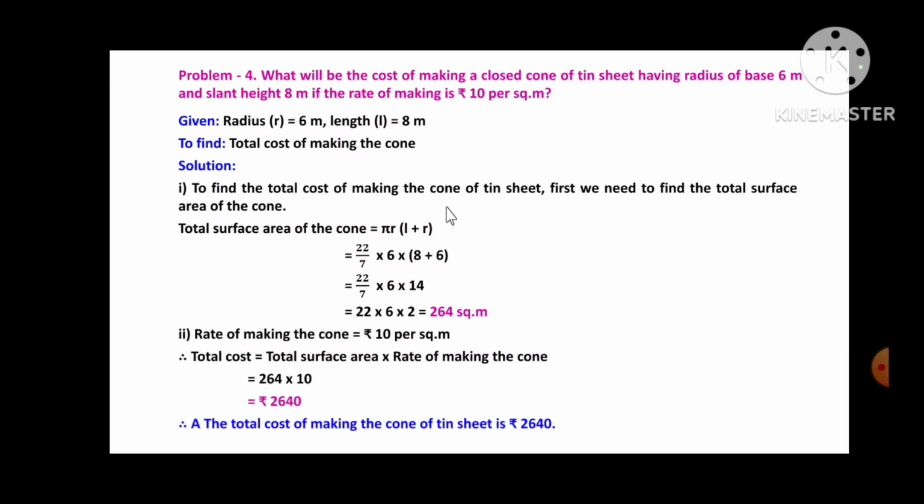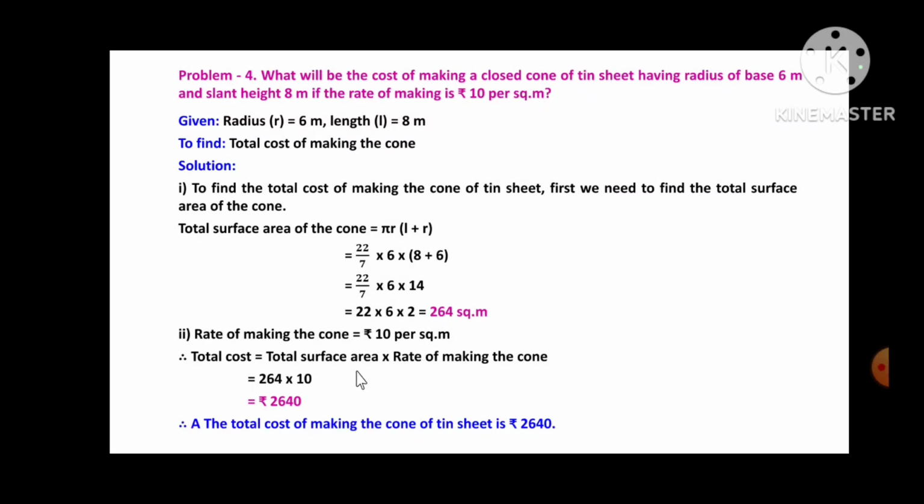To find the total cost of making the cone of this tin sheet, first we need to find out the total surface area of the cone. And we know the formula, total surface area of this cone is pi r into bracket L plus R. Now substitute the values. 22 upon 7 into 6 into bracket 8 plus 6. So 22 upon 7 into 6 into 14, that leads to 22 into 6 into 2, which will be 264 square meter. Rate of making the cone is rupees 10 per square meter.